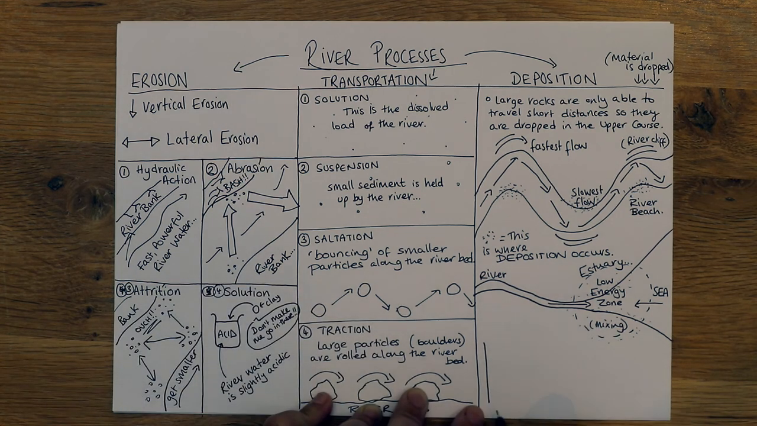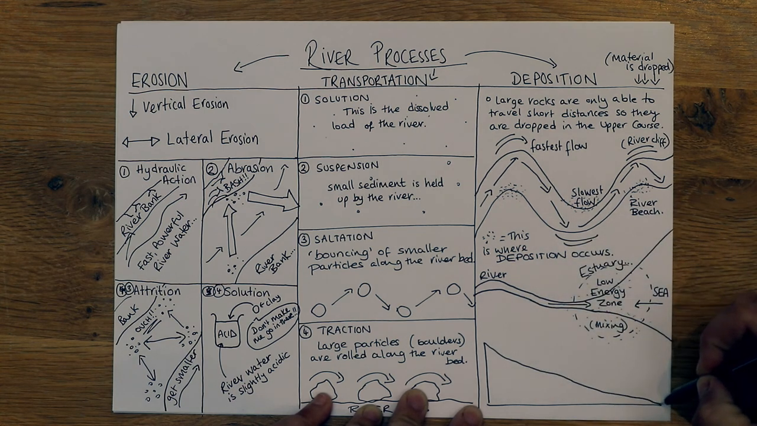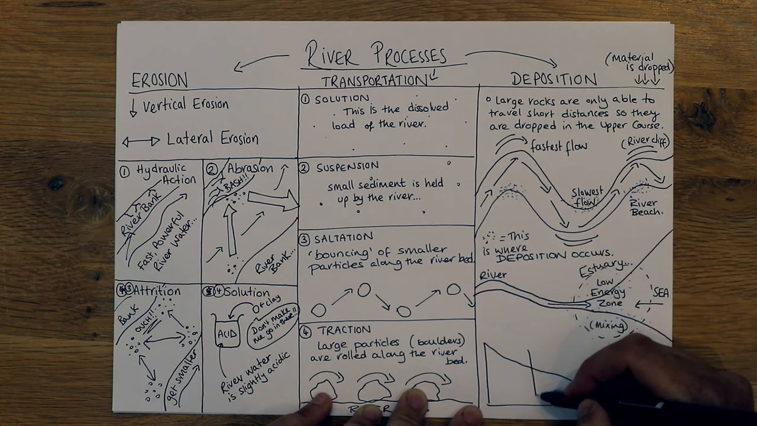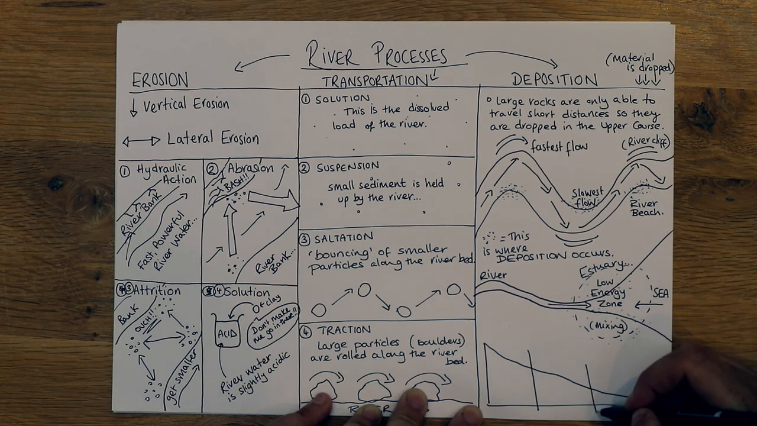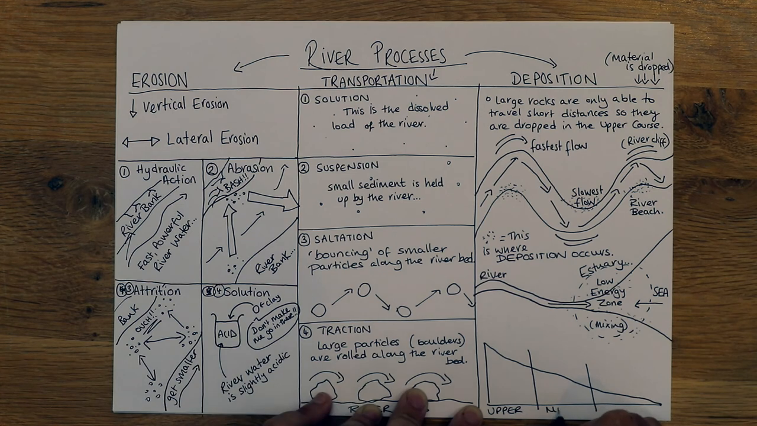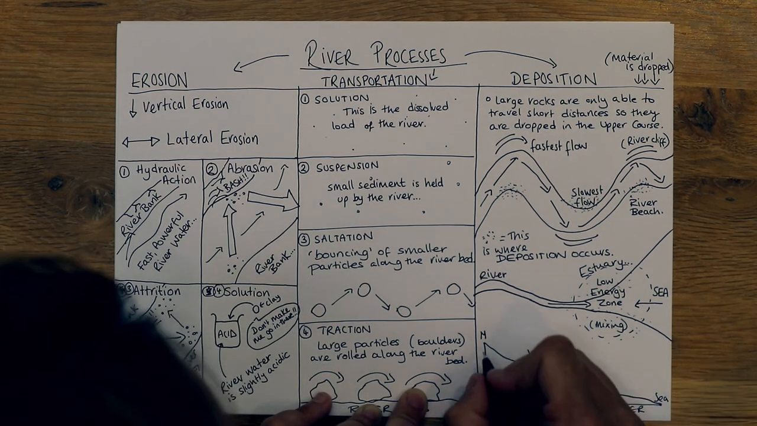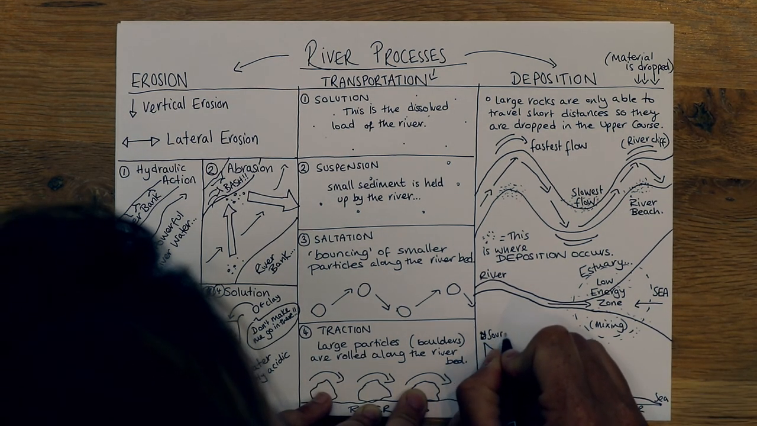Now, just to finish things off, if you just draw like this, this is the long profile of a river. Remember, it's very generic. We just put upper, middle, and lower course. Okay, so we've got the sea down here, and we've got the mouth of the river up there, and we've got the source up here.